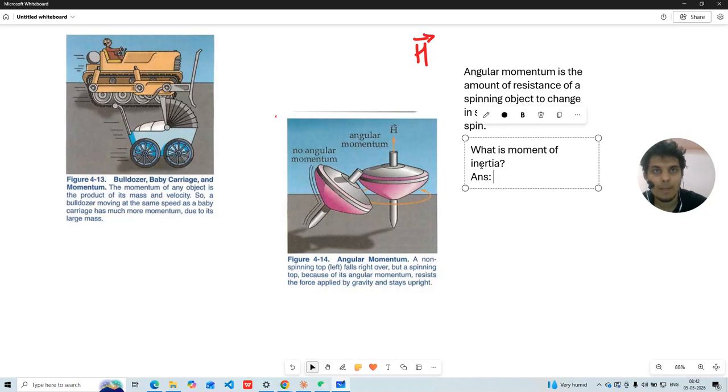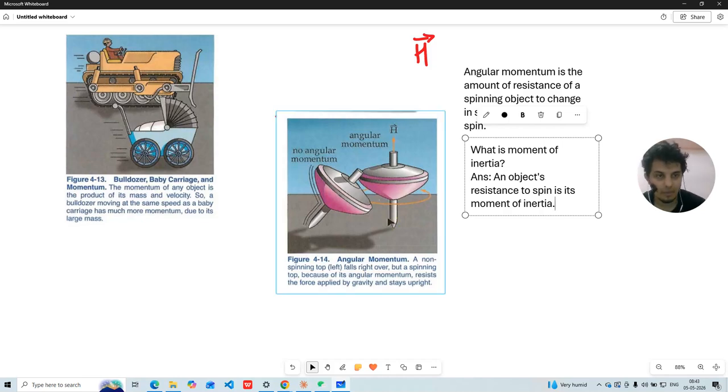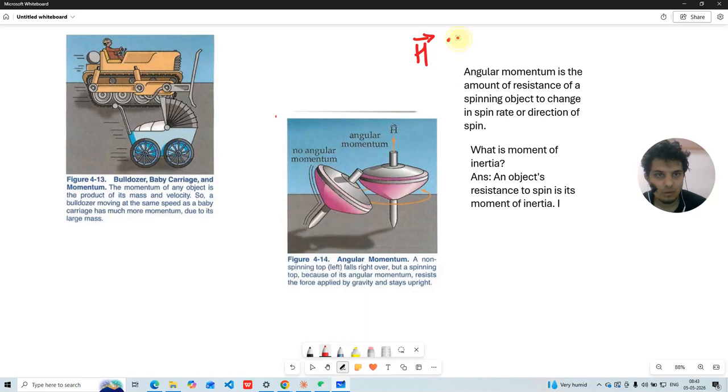The answer is: an object's resistance to spin is its moment of inertia. And that will be denoted by I. Capital I, let me write it over here.